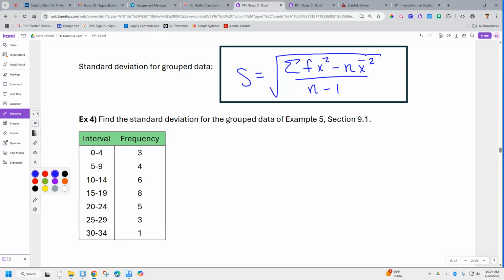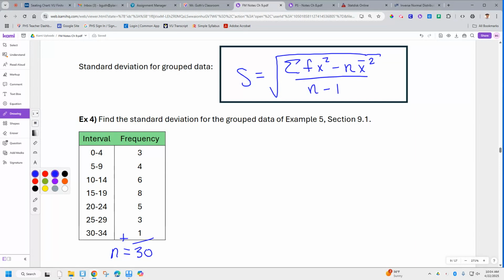Find the standard deviation for the grouped data. This came from last section. Interval 0 to 4, frequency 3, interval 5 to 9, frequency 4. You can see that just means that there's 4 numbers between 5 and 9. The easiest part of this equation to find is n, because all you have to do is add up the number of numbers. There are 3 numbers, 4 numbers, 6 numbers, 8 numbers, 5 numbers, 3 numbers, 1 number. That adds up to 30. So n equals 30. There are 30 total numbers.